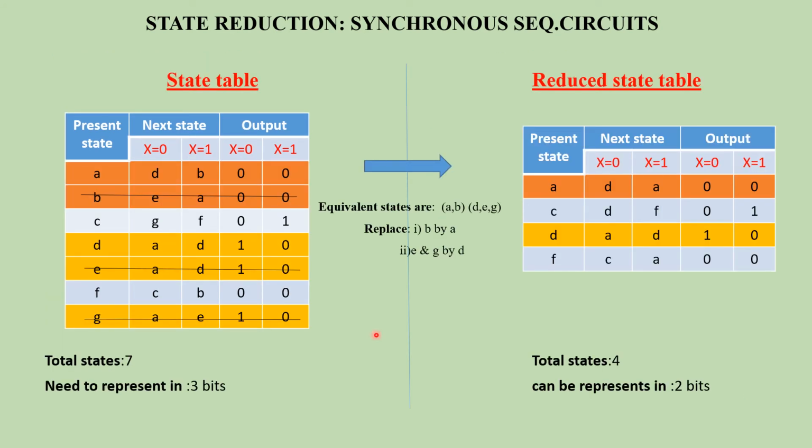So how are we actually reducing the state table? This is actually the original state table. What are the equivalent states? Equivalent states are A comma B and D, E, G. So what does it mean? All things which have got B can be replaced by A, and whichever states are there with E and G can be replaced by D. So except for that, other states have to remain in the state table, right?